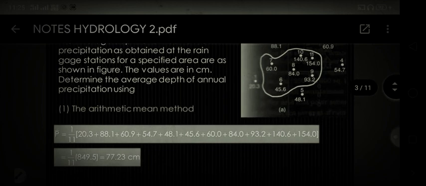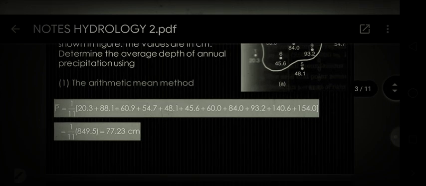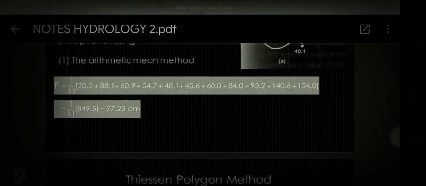As per the arithmetic mean method formulation, P bar is equal to 1 by n summation of Pi, i equal to 1 to n. So as per that formula, P bar is equal to 1 by 11 times (20 plus 3 plus ... and the rest of this data). It will give a value of 77.23 centimeter, which is the average rainfall.